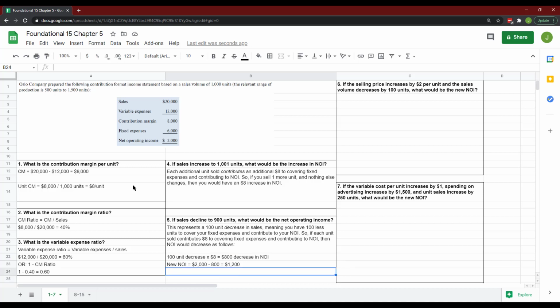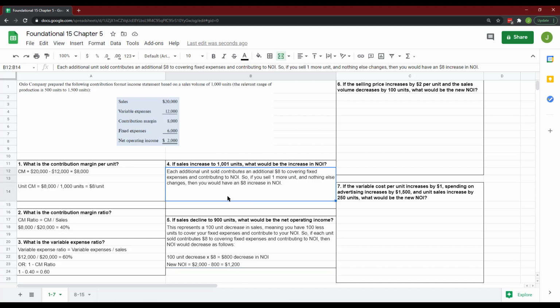Okay? So just remember that CM per unit can be used to estimate the impact of either an increase or decrease in sales if you know how to use it, right? So again, since there's 100 units less, you're going to have less units contributing to that contribution margin figure and ultimately your net operating income figure. Okay, so in this case, we only had sales that was fluctuating, and in the next 2 problems, as we'll see, we're looking at more than one thing changing.